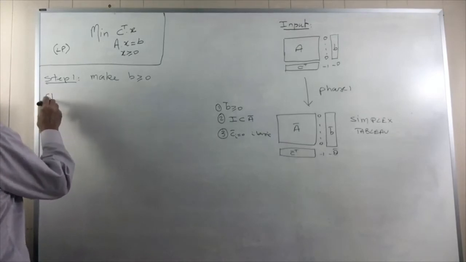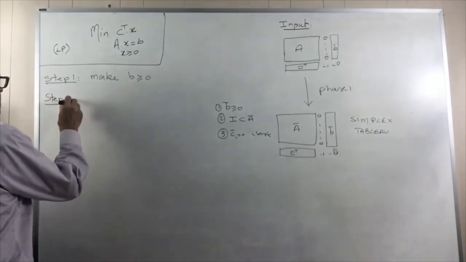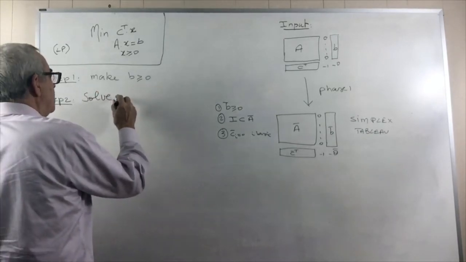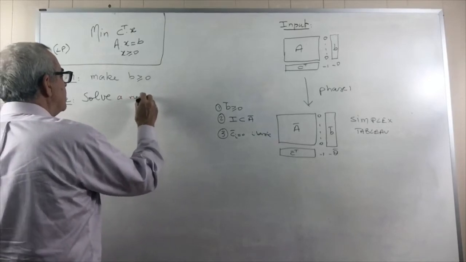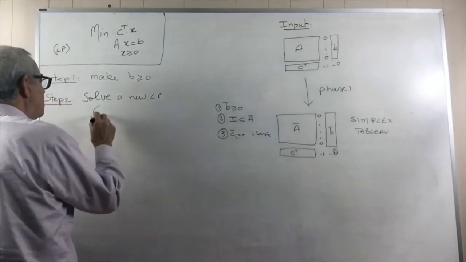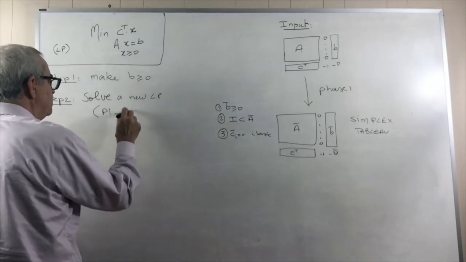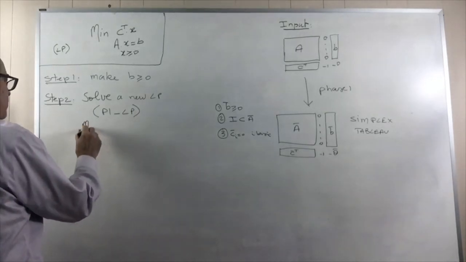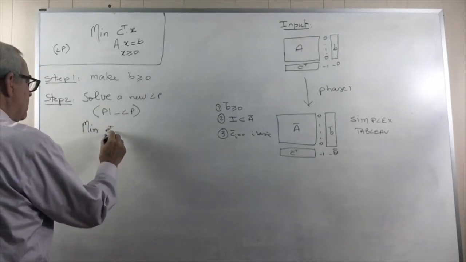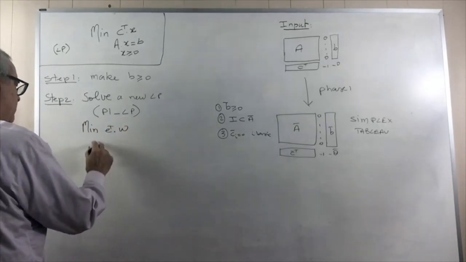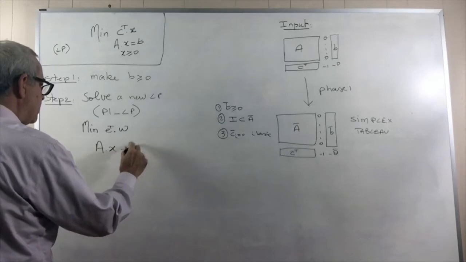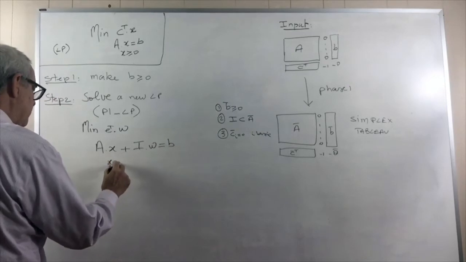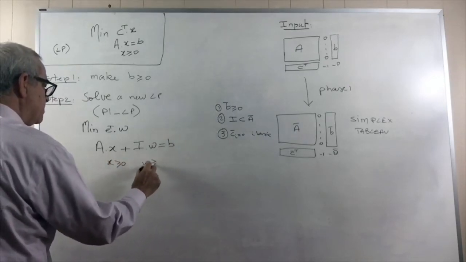And then step 2, we're going to solve a new linear program, which I'm going to call the phase 1 LP. It's defined as follows. We're going to minimize e transpose w subject to A·X + I·W = B, X greater or equal to 0, and W greater or equal to 0.